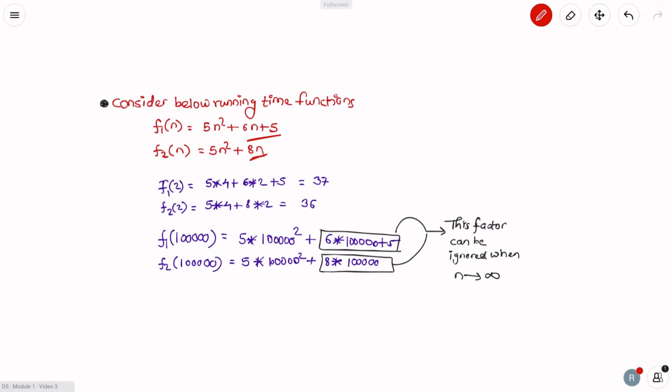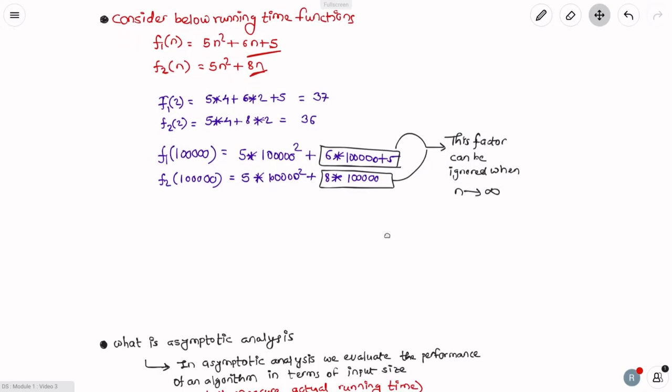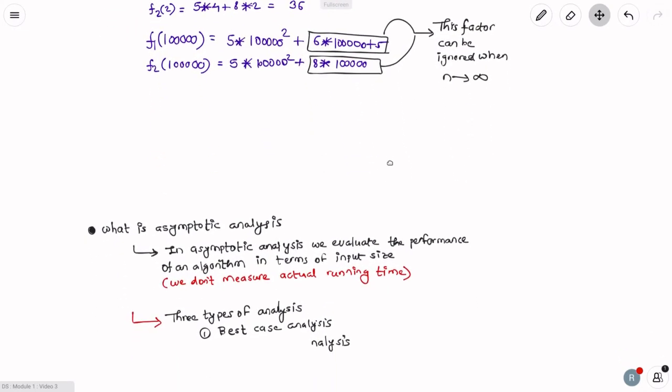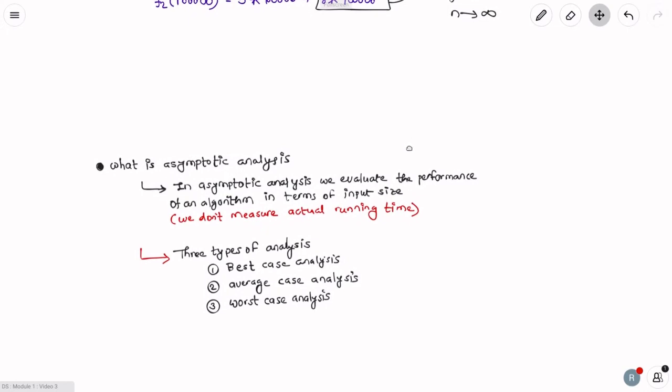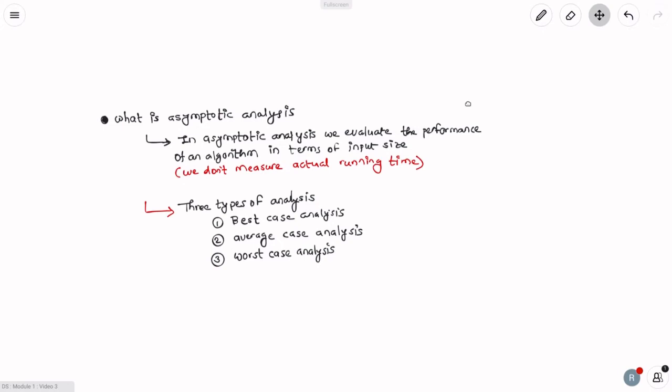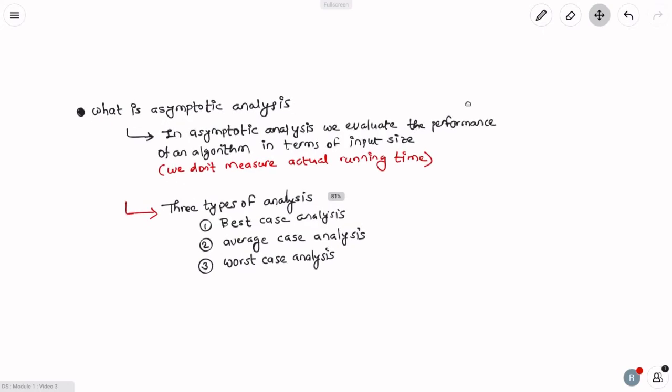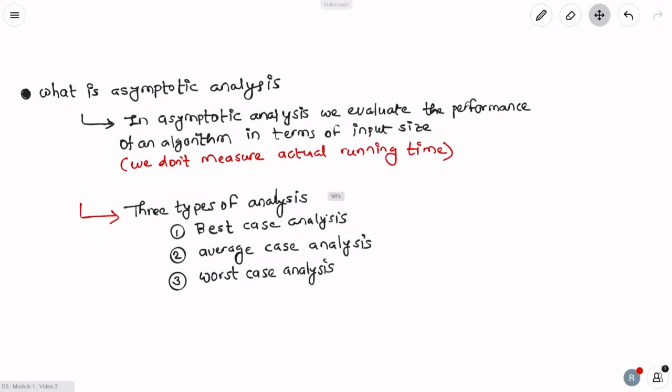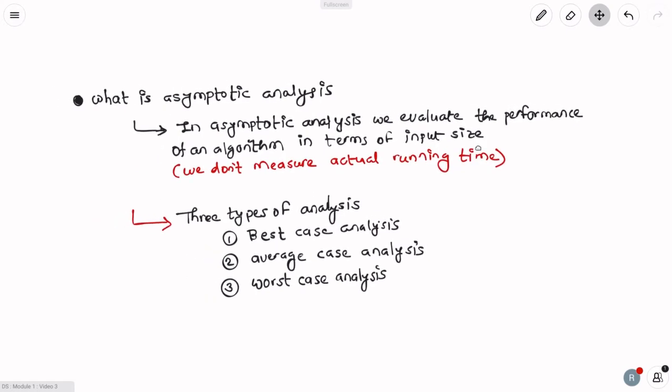Now this asymptotic analysis is kind of an extension to the running time method that we have seen in the previous video. In asymptotic analysis, we evaluate the performance of an algorithm in terms of input size. As while calculating the running time of a program, we used to evaluate the algorithm in terms of its input size, similarly in asymptotic analysis also, we evaluate the performance of an algorithm by its input.